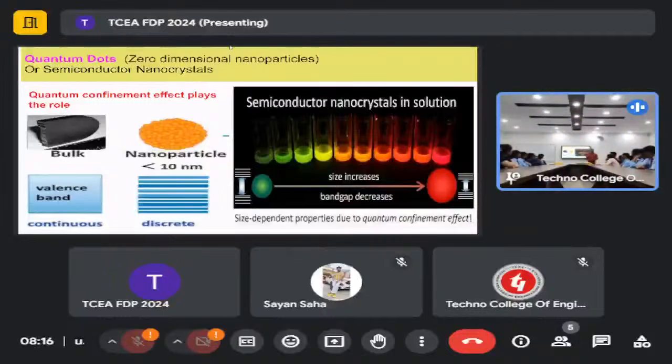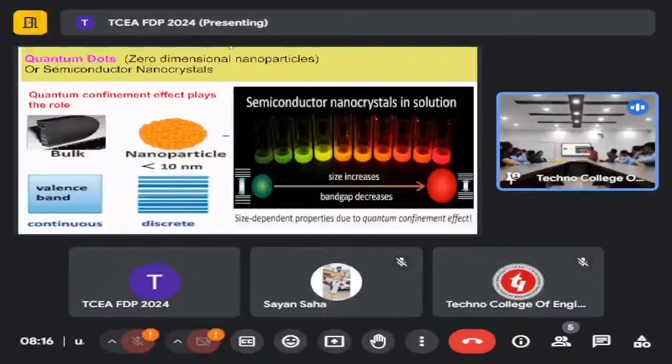That's why in the range from 1 to 10 nanometer, we may have different band gaps for different size nanoparticles. We may have different color. Got my point? Here you see there is a band gap. So if size increases, band gap decreases; size decreases, band gap increases.